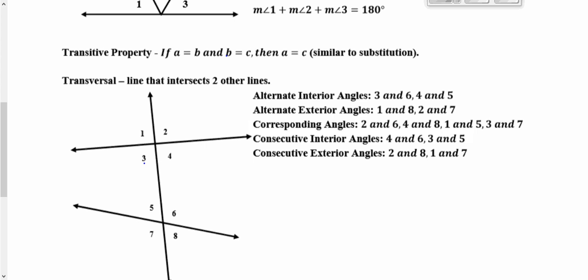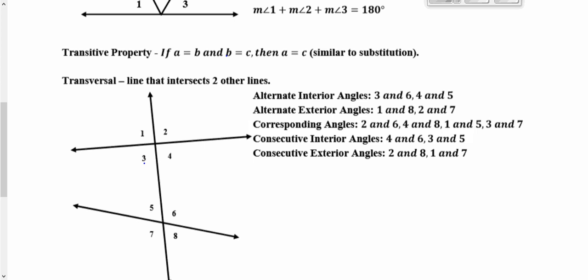Okay? Now, consecutive interior. Well, you know the interior part, right? Okay? So these are not alternate. Consecutive means what? One right after the other? Okay? So consecutive means they're on the same side of the transversal. And sometimes you'll see them called same side interior, but that sounds too kindergarten-y. Anyway, let's grow up, right?